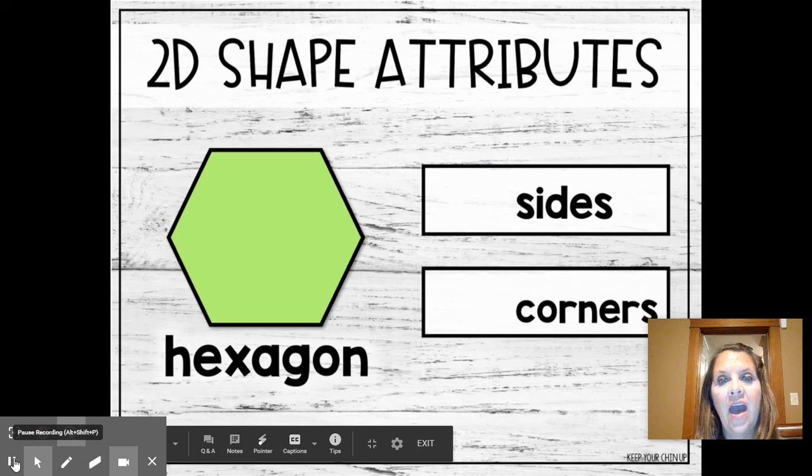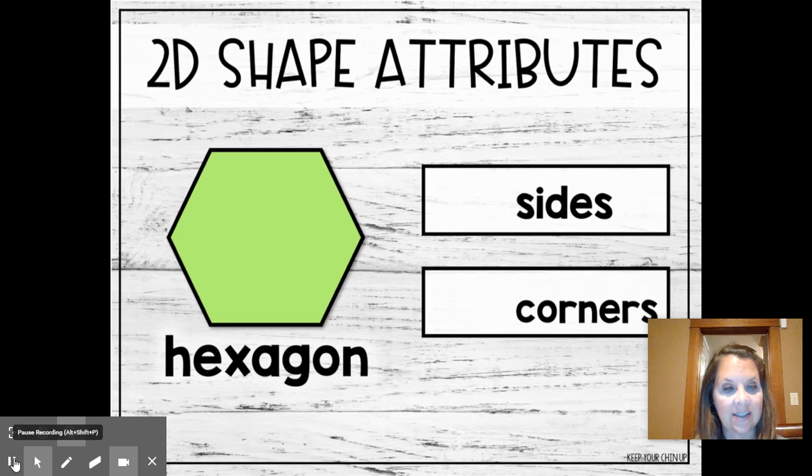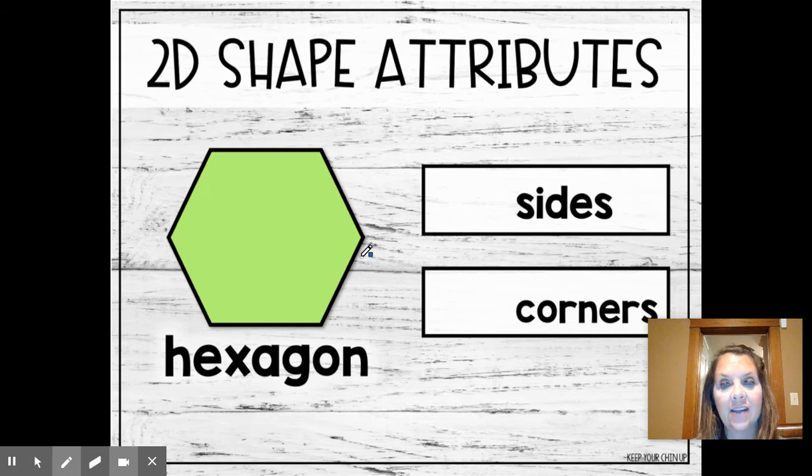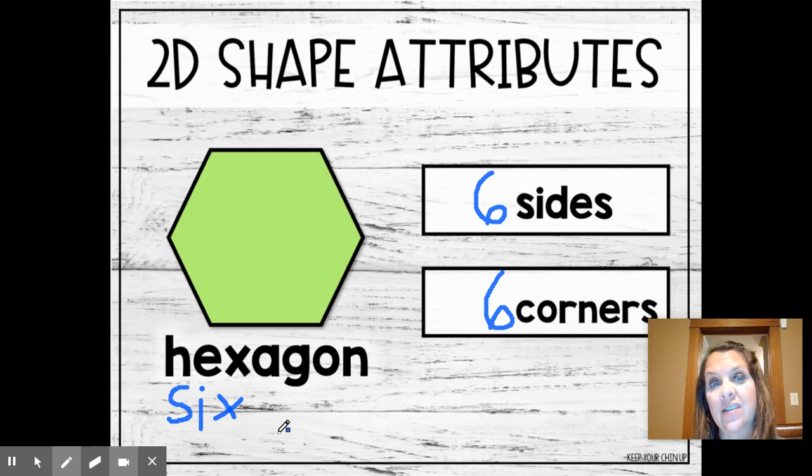All right, what about a hexagon? Hexagon. Let's pause. Very good. A hexagon has 6 sides and 6 corners. When you spell 6, it's S-I-X, just like hex. So that's how I remember personally that a hexagon has 6 sides. They both have X. Good.